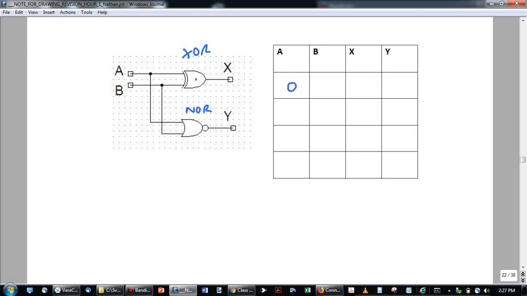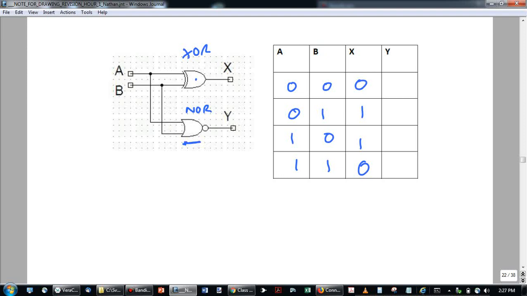So my A and B could be 0, 0, 0, 1, 1, 0, 1, 1. That bit never changes, right? So if you want to memorize something, that's probably a useful thing to memorize. X is XOR, right? So we already looked at XOR. It's 0110. Now NOR.